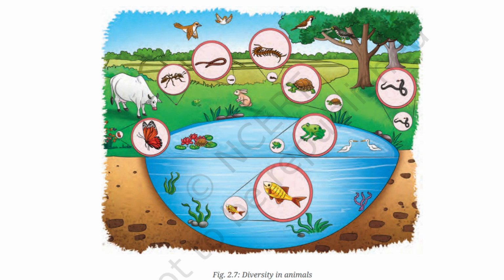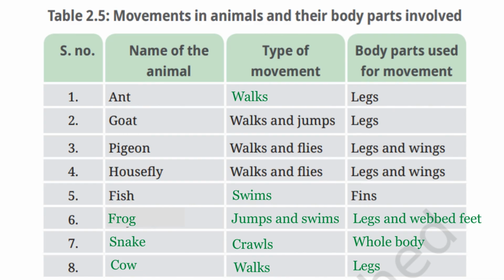So, different animals move in different ways. Some walk, some fly, some swim, and some even crawl. They use different body parts like legs, wings, fins, and their whole body to help them move. Let's understand this with some examples from the table.